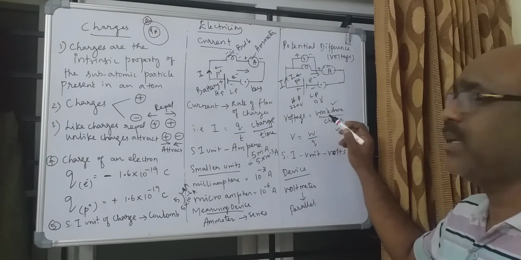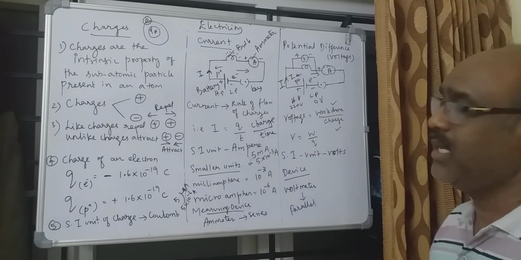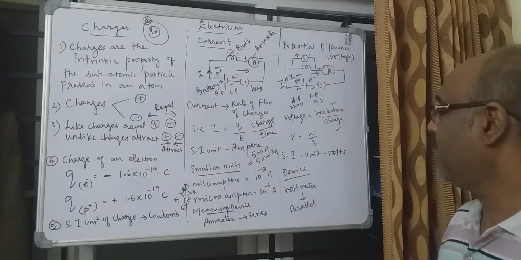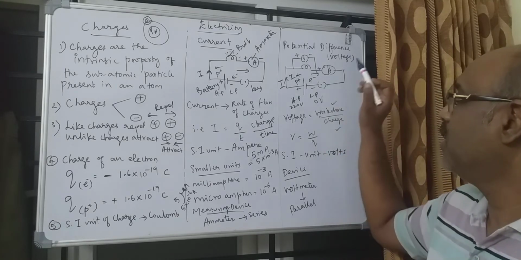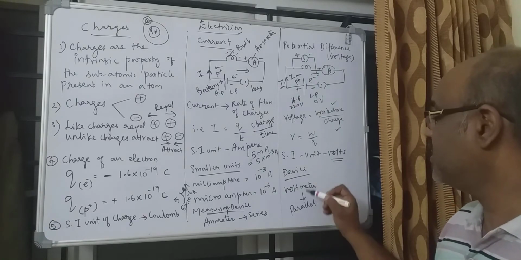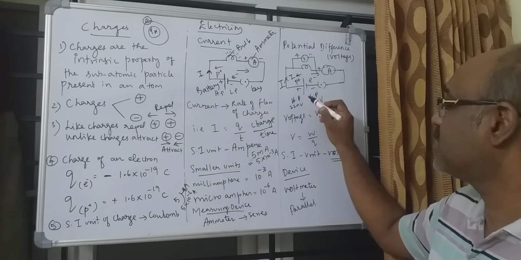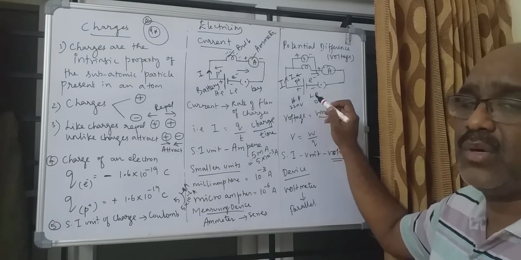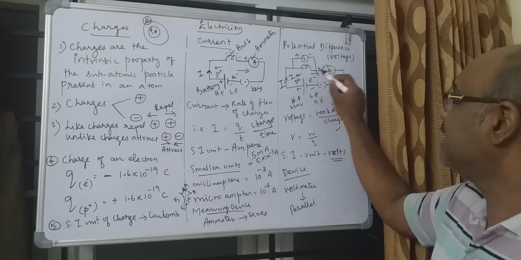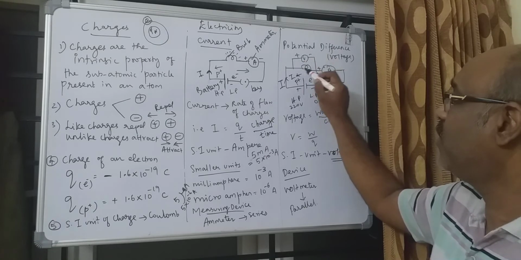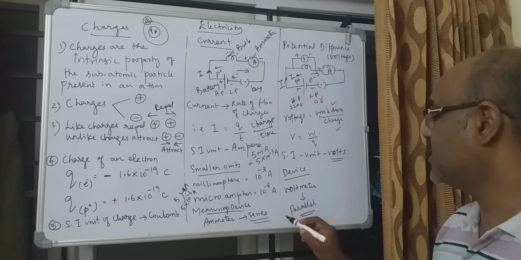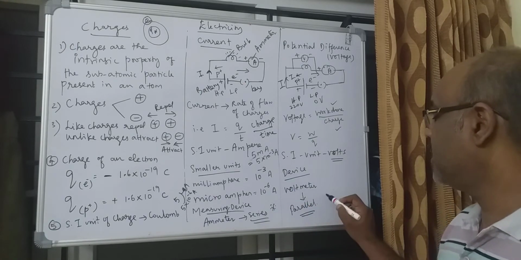So voltage can be given by the formula V is equal to W divided by Q, work done divided by the charge. And the SI unit for potential difference or voltage is volts. The device used to measure the voltage, suppose the voltage given here is 220 volt, is a voltmeter, connected not in series but in parallel. So the voltmeter is connected in parallel, whereas the ammeter is connected in series. It is a very important question they will ask for 1 mark.